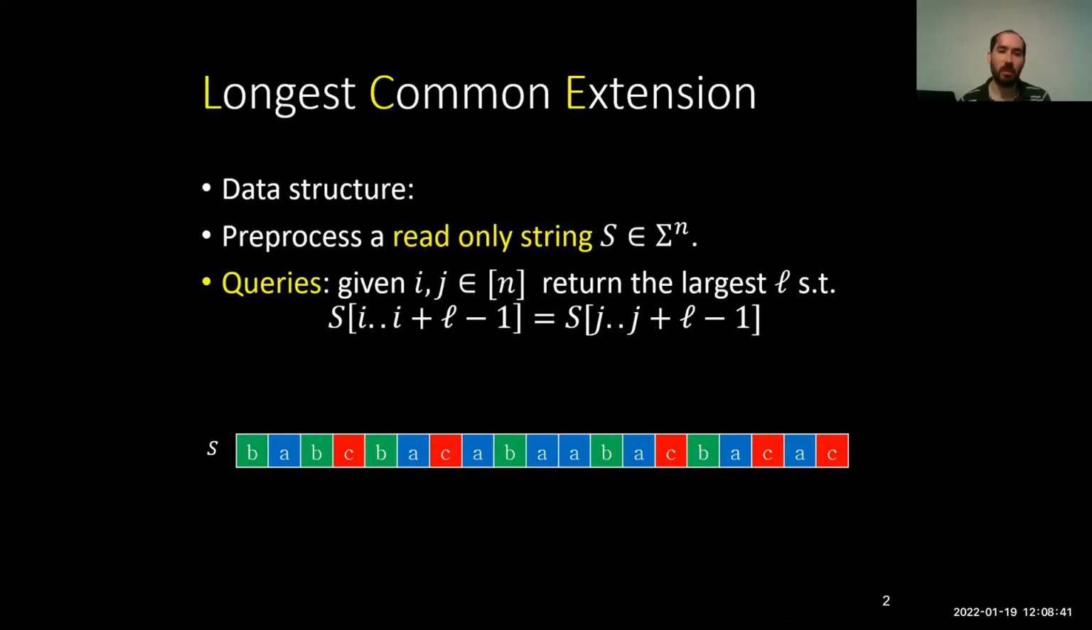So the first problem is the longest common extension problem, which is a data structure problem. We are given some string S, and we want to be able to support queries: given a pair of indices i and j, we want to compute the longest common extension, which is the longest shared substring that starts at positions i and j. So for example, here, the longest common extension is 5.